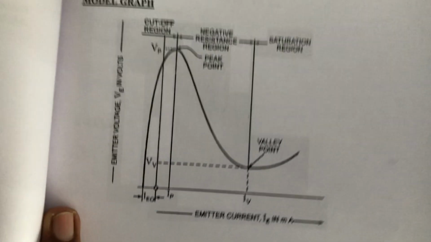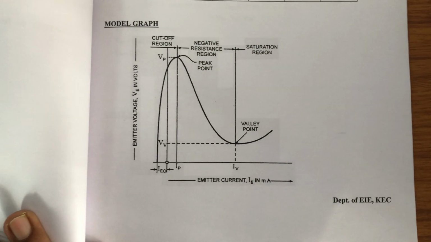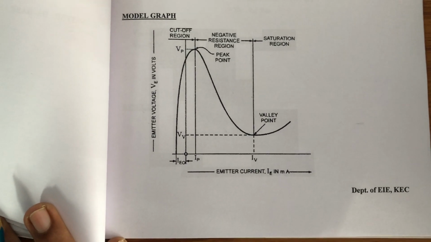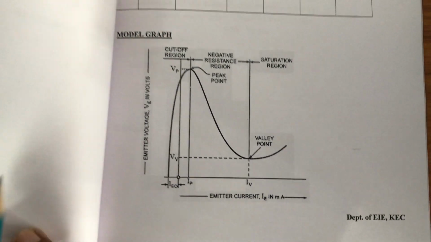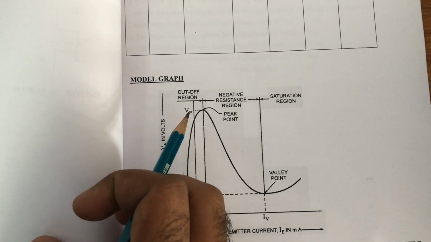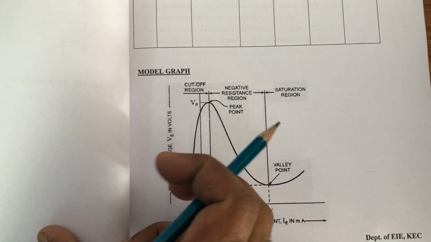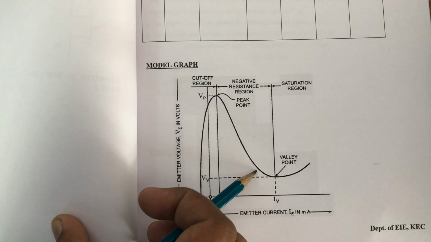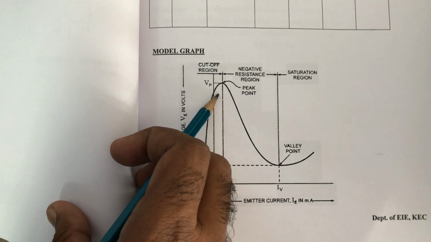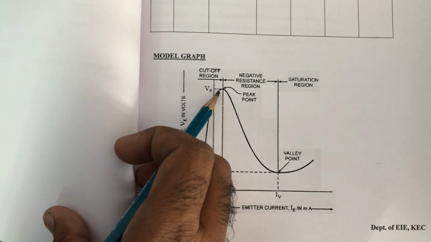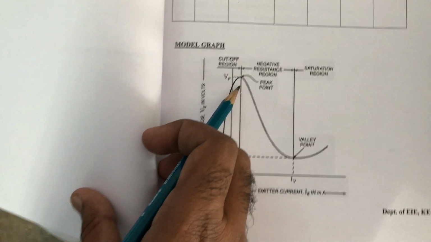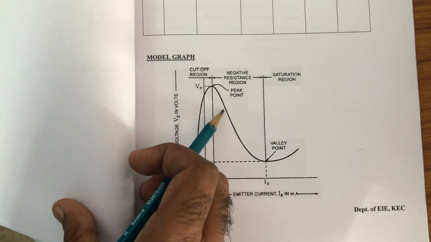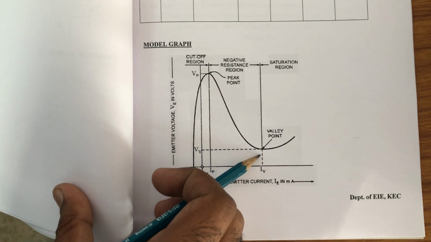And this is the model graph for UJT. In this model graph, the x-axis is emitter current IE, and the y-axis is emitter voltage. See, there is a slope here. There are 3 regions: one is cutoff, this is the negative resistance region, and the saturation region. How do you get the negative resistance region? During breakdown all the holes will accumulate in the base 1 region. At that time you will have a negative resistance region, that is, a voltage drop will occur. That is the characteristic. This is the negative resistance, right?